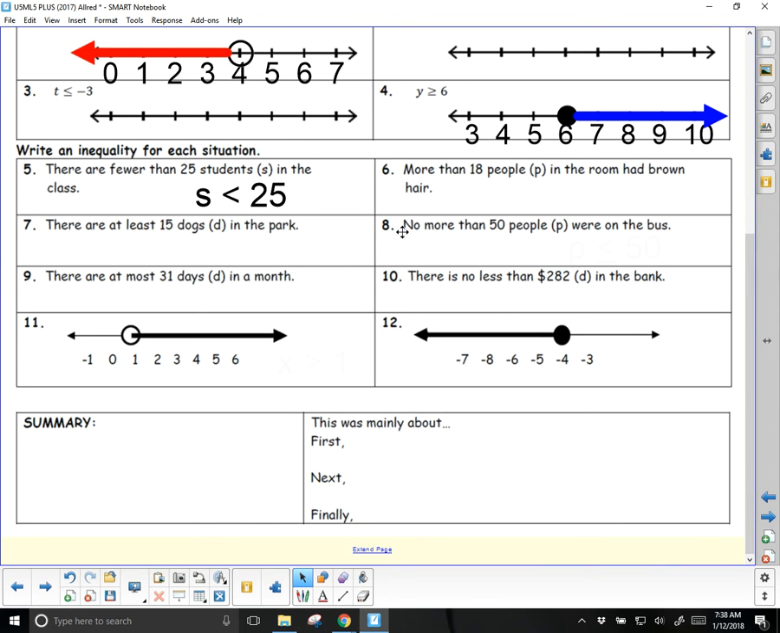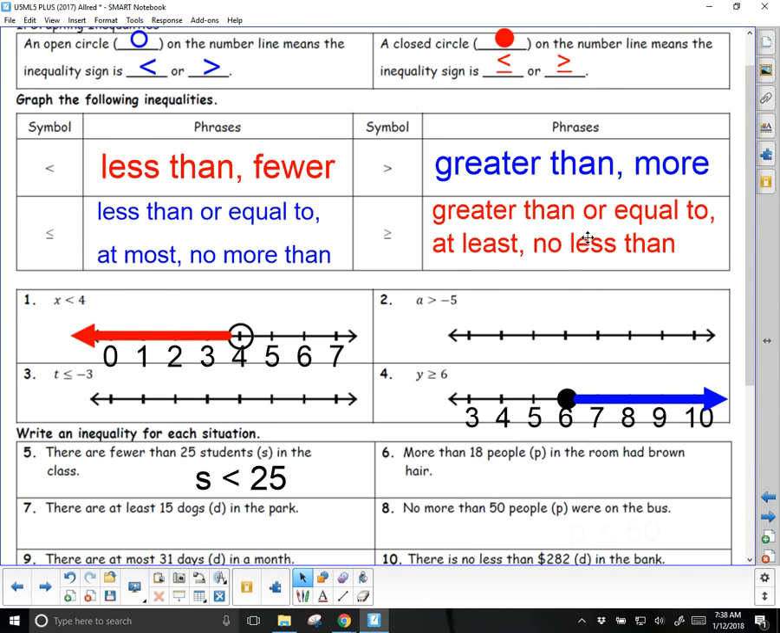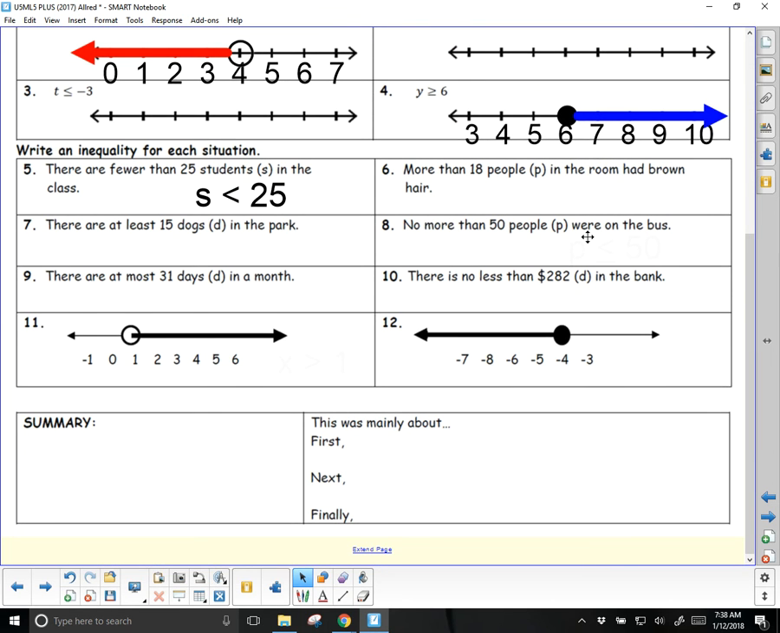Number 8, I'm looking at number 8 now, says no more than 50 people were on the bus. No more than 50 people were on the bus. No more than means less than or equal to. There were not more than 50 people on the bus. There were less than or equal to 50 people on the bus. So P is less than or equal to 50.